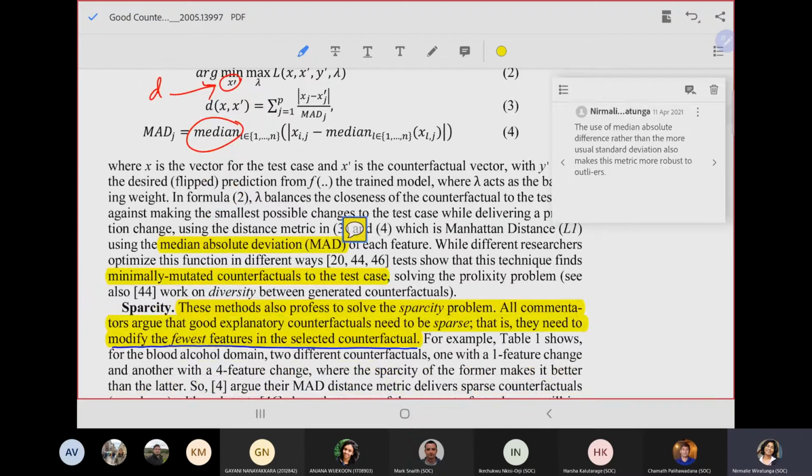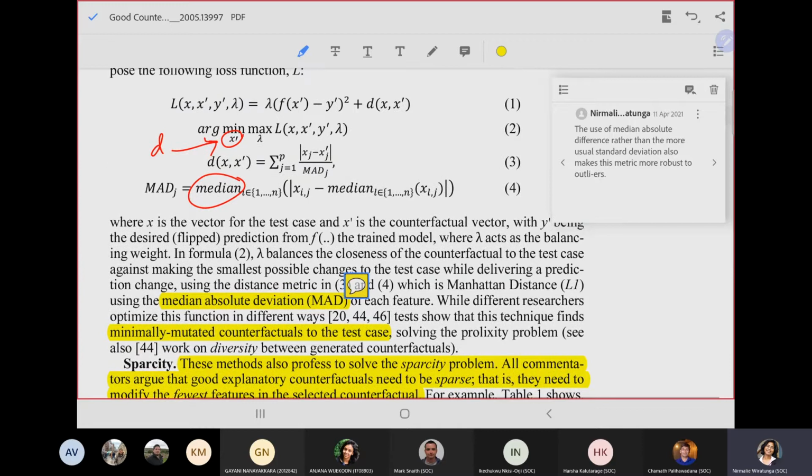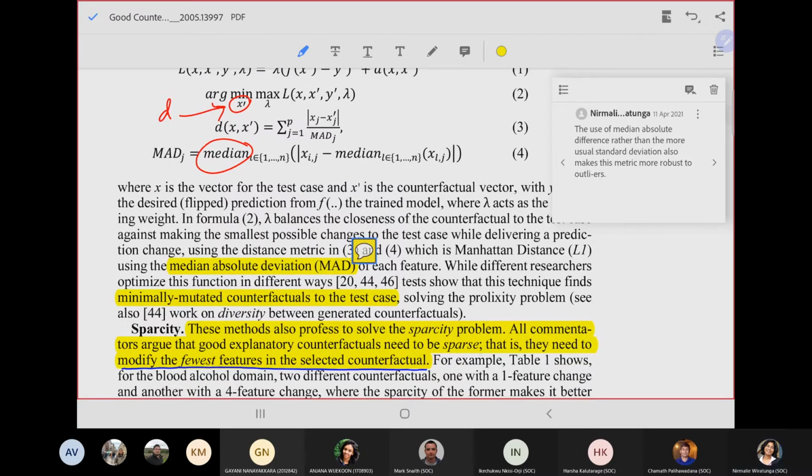What is the point here? So yes, the use of median absolute difference rather than the more usual standard deviation also makes this metric more robust to outliers. So that is what they argue here.